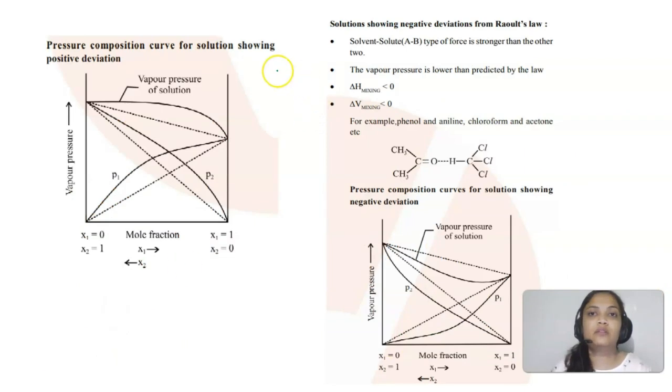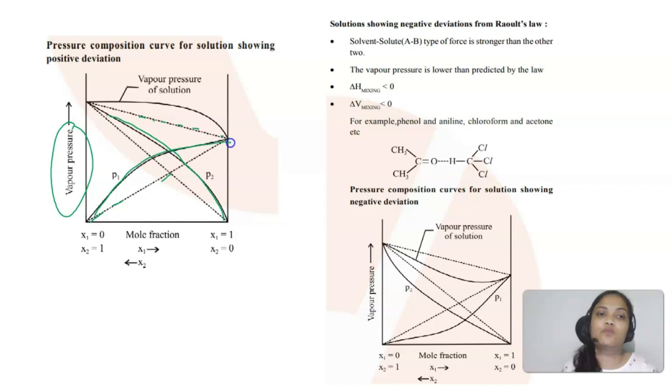Okay, so this is the graph you can see. Otherwise this graph has to be a straight line, with mole fraction and vapor pressure taken, but for positive deviation from Raoult's law, you can see this bold line. So the vapor pressure is more than what is expected from Raoult's law. Now if I talk about negative deviation from Raoult's law, the vapor pressure would be lower than what is predicted by the law.